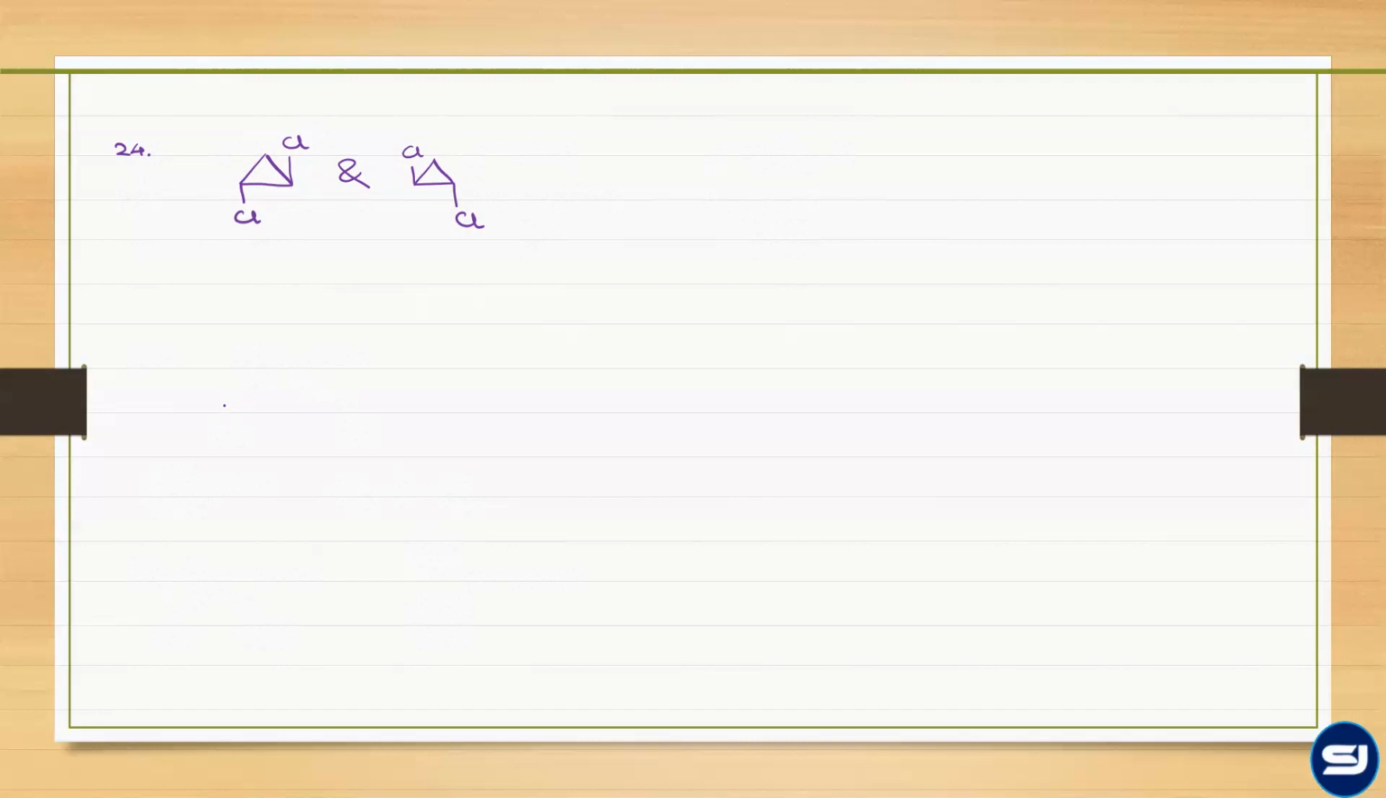Can they be position? No. Both are 1,2. Optical? Are they the non-superimposable mirror images?